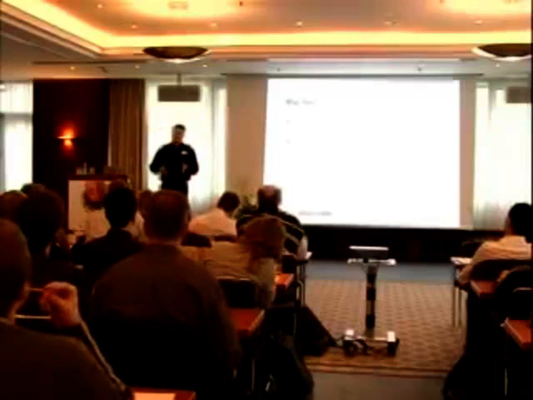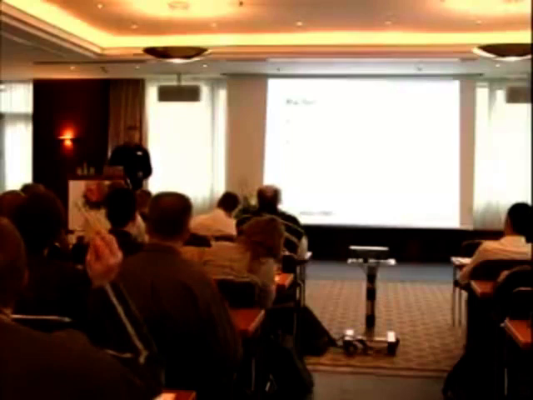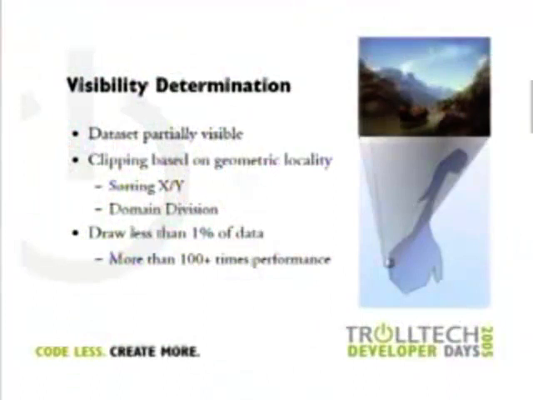How many of you have played Grand Theft Auto or played with Google Earth? As you zoom in and out, you will see that the geometry of the landscape simplifies. There's less and less triangles. It gets flat when you go far enough out. This is simplification, level of detail.